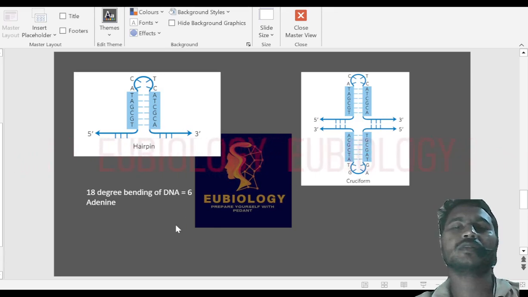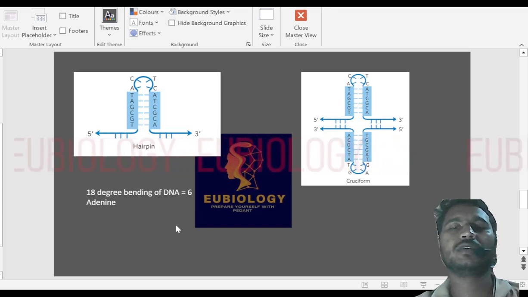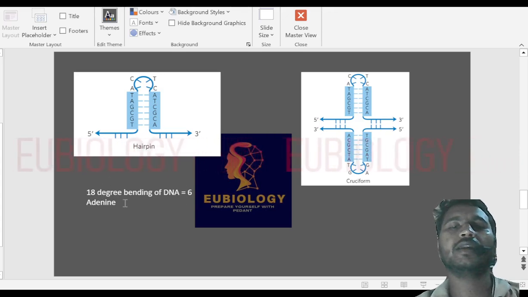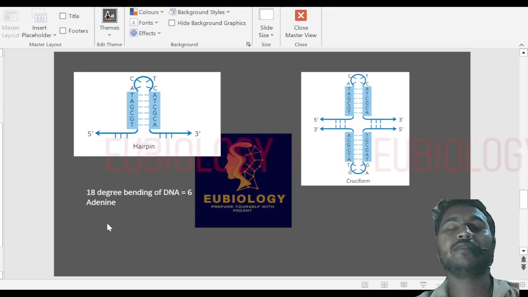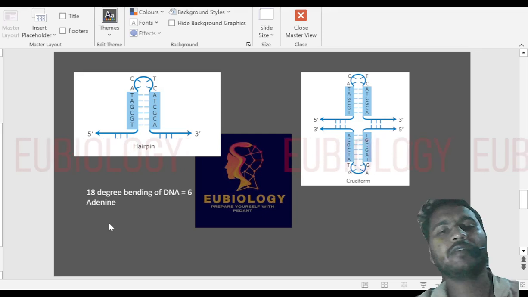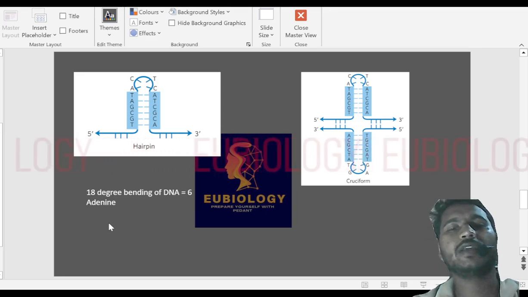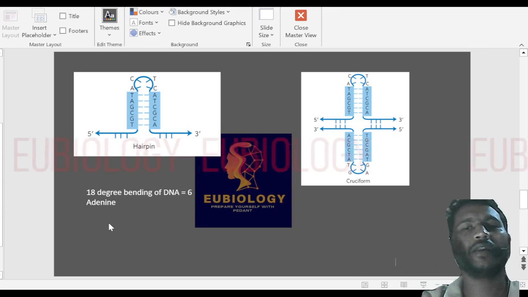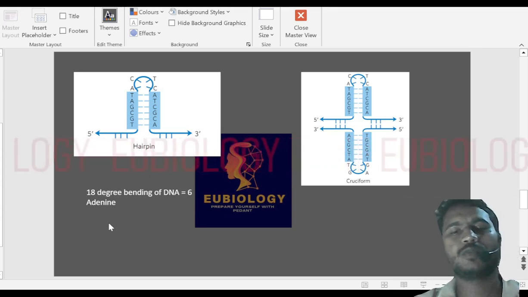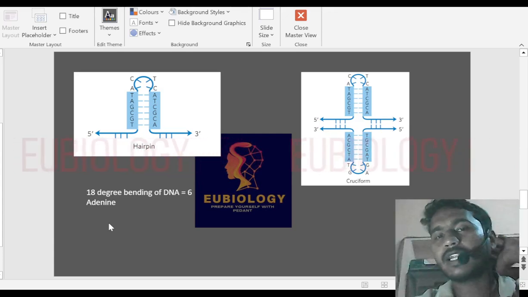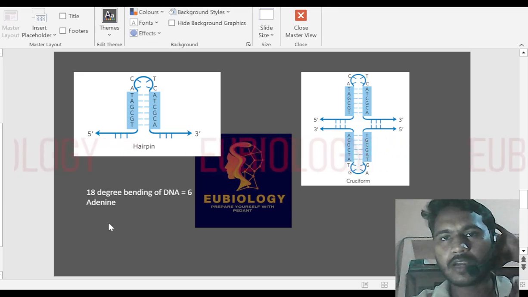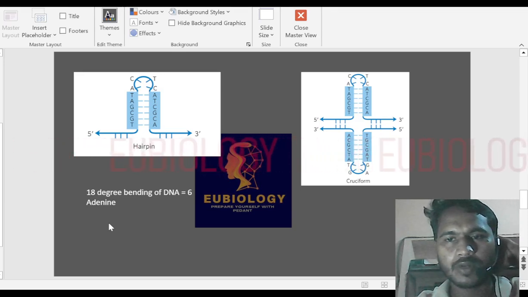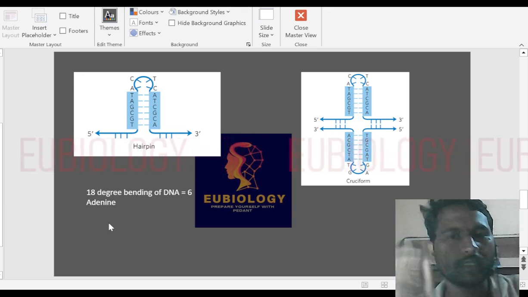So why is this happening? Sometimes if more adenine is in a sequence, then that adenine will cause an 18-degree bending of the DNA. If six adenines come, or if more guanine comes, it will also form a bending of the DNA. Why is it happening? Because if one protein is very far away, the DNA will try to bend and go nearby that protein, like polymerase protein. It helps in the bending. That type of bending you have already seen in the lac operon, where CAP and CRP protein were there. So in that, bending is happening.